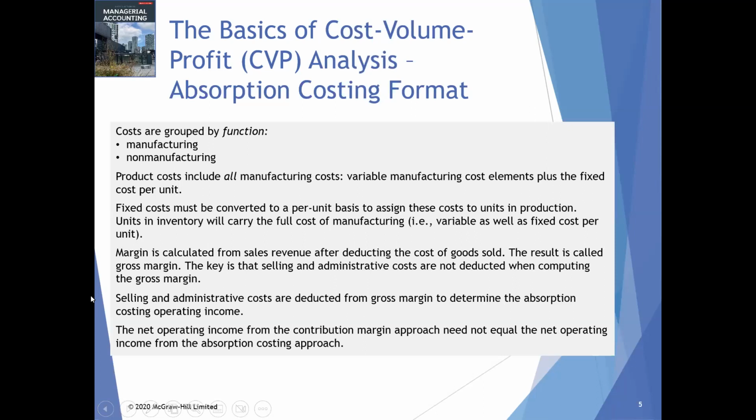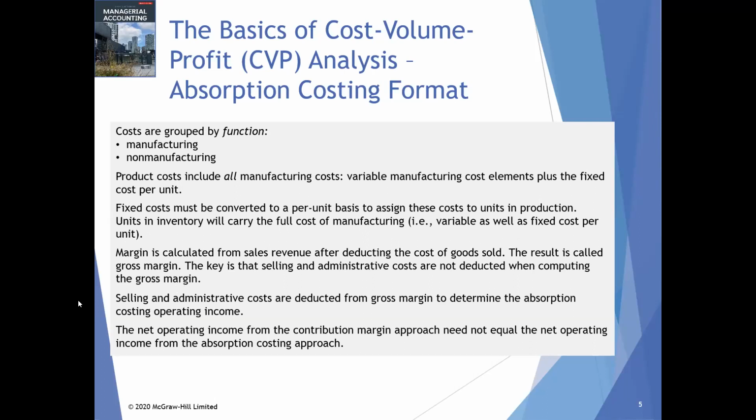Now look at this. This is the absorption costing format, and the costs are grouped by function, like manufacturing functions or non-manufacturing functions. Product cost includes all manufacturing costs, the variable manufacturing cost elements plus the fixed cost per unit. This is the most important point that we have already discussed in one of the examples before. The fixed cost must be converted to a per unit basis to assign these costs to units in production. Units in inventory will carry the full cost of manufacturing. The full cost means the variable as well as the fixed cost per unit.